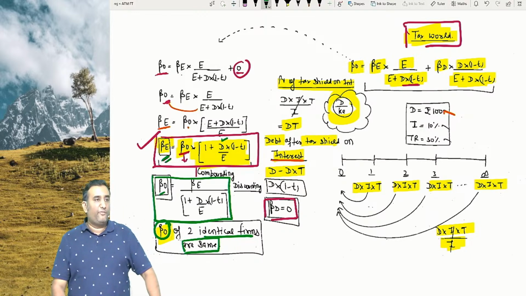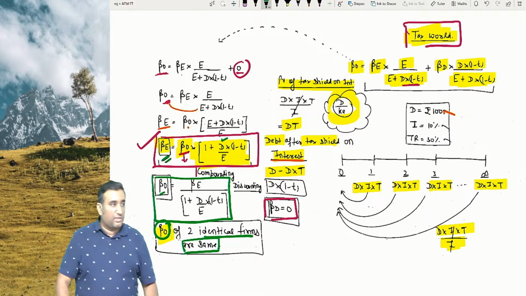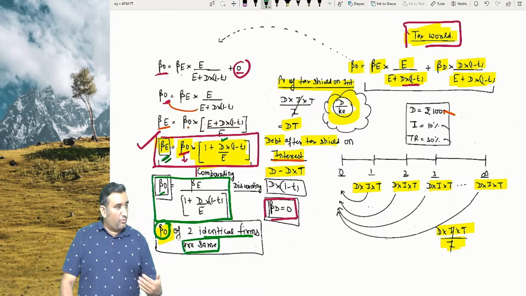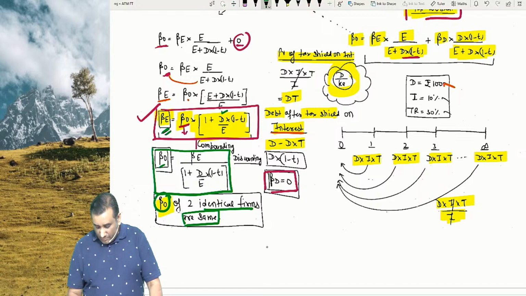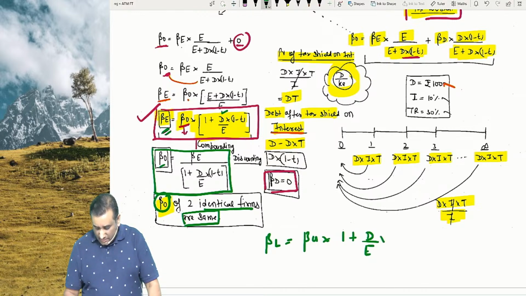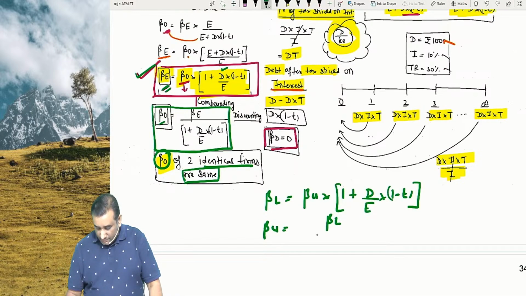In practical life, beta equity we call beta levered, and beta overall we call beta unlevered. It's not that debt is not there. Debt is there, but if we remove the impact of the debt, it's discounting. So beta levered equals beta unlevered into (1 plus D by E into (1 minus T)). This is the first formula, and beta unlevered, BU, would be equal to beta levered divided by (1 plus D by E into (1 minus T)).